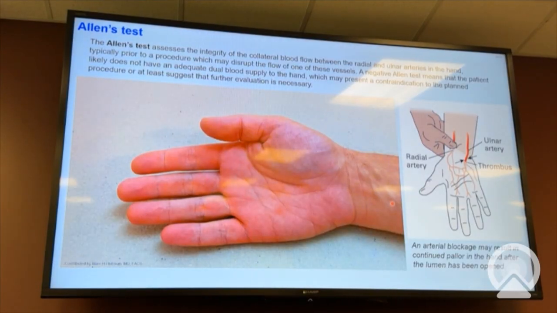All right, so why is this important? One reason it could be important is Allen's test. Has anyone heard of Allen's test? If you've been in and around the clinic or scribed or something, you may have heard of this. Allen's test is a test of your collateral blood flow and its integrity.